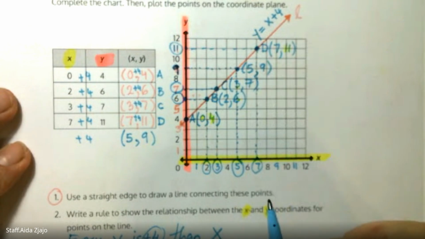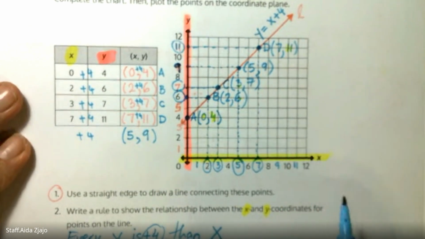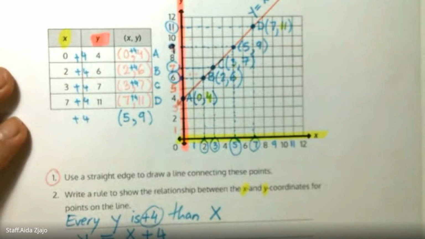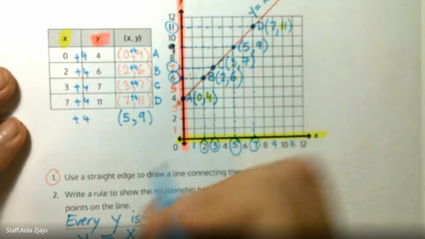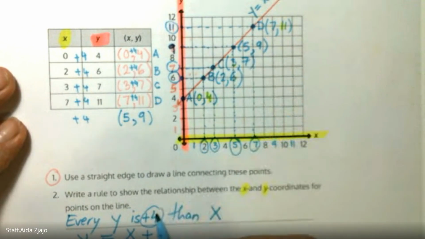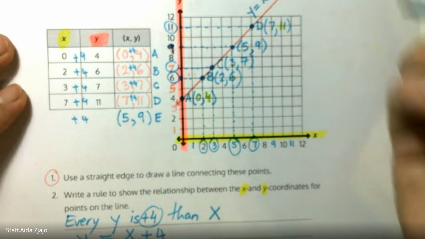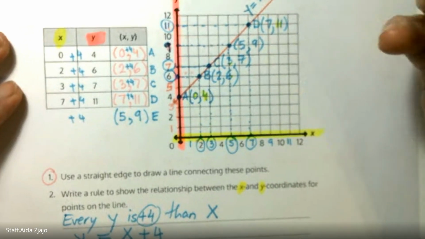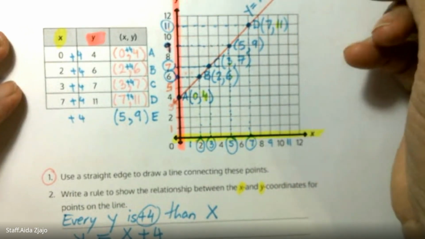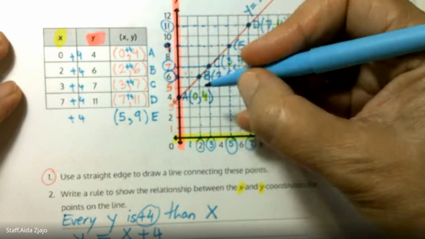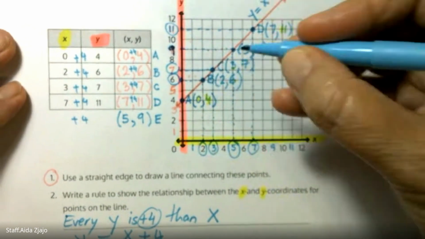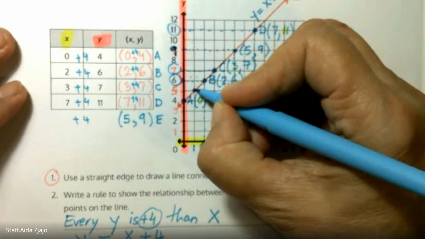Name 2 other points that are also on the line. So we already did one, 5, 9. Okay, so that would be point E. And then let's find one more. Let's choose this one right here, right there.